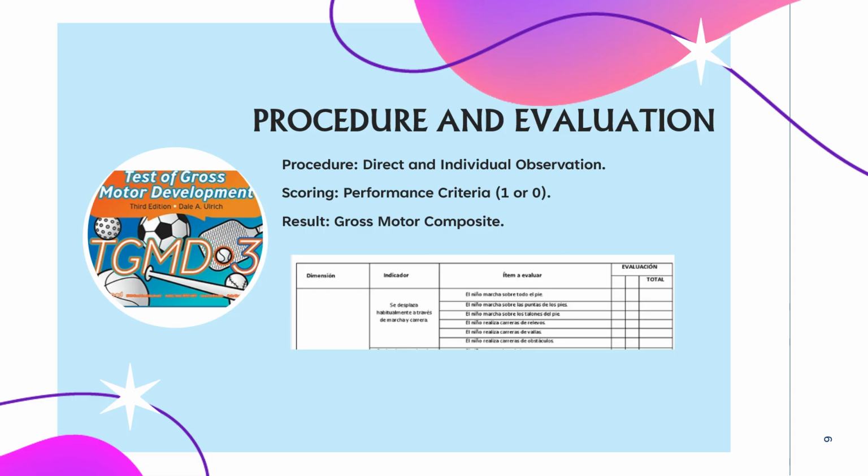The testing procedure is one of direct individual observation, where movement is scored based on 3 to 5 performance criteria. A 1 is assigned for presence of the criterion or 0 for its absence. The evaluation is then performed by combining the scaled scores for the gross motor composite, converting the total score into a normative percentile and age equivalent.